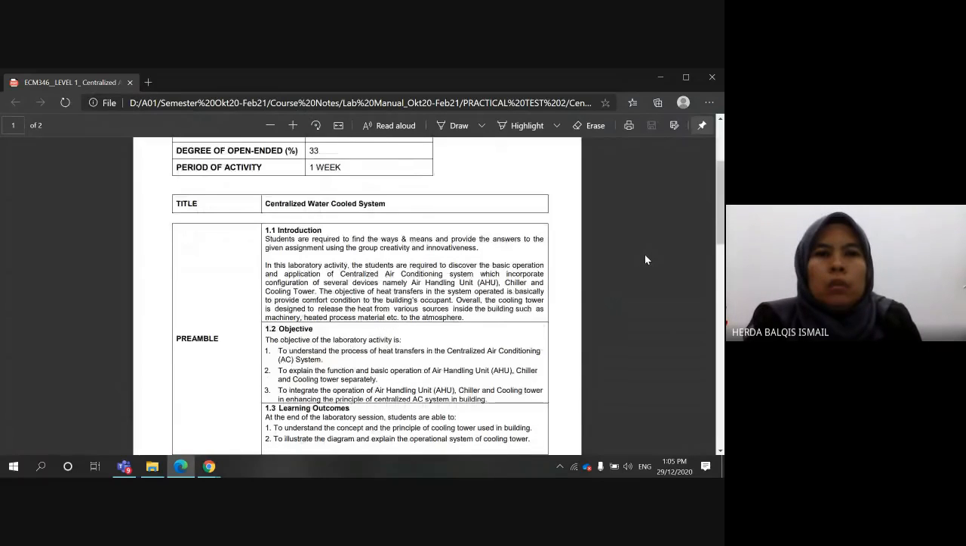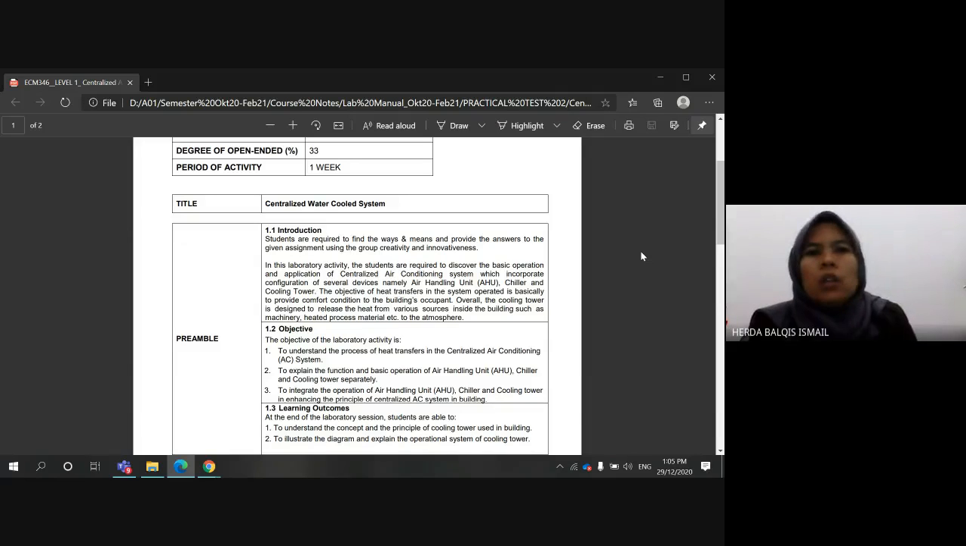Basically, we know that in a building, to provide comfort to building occupants, one of the systems that can be installed is an air conditioning system. So air conditioning systems can be classified into two. The first one is the localized unit, which can be classified into two common types, which are split unit and window unit. Okay, so the second type of air conditioning system is the centralized system.